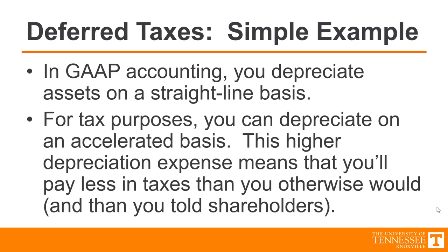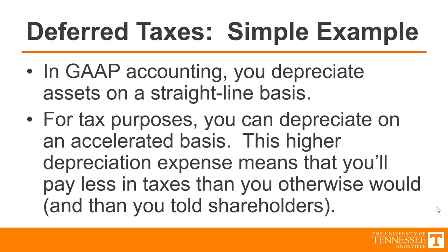So let's look at just a simple example here. Think through one. In GAAP accounting, you would depreciate your assets on a straight line basis. So if you've got a 5-year useful life, you're going to buy something and depreciate it, which means recognize the expense of this thing you bought over that 5-year period of time. And you're going to do it in equal increments over those 5 years. So straight line is very straightforward.